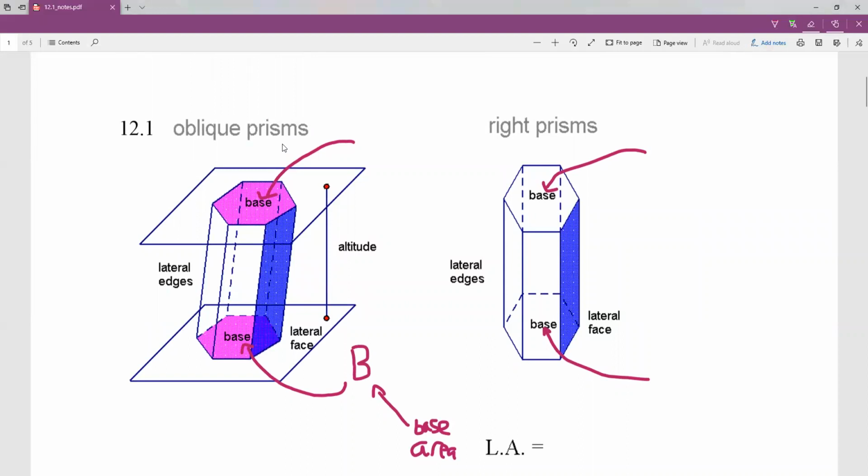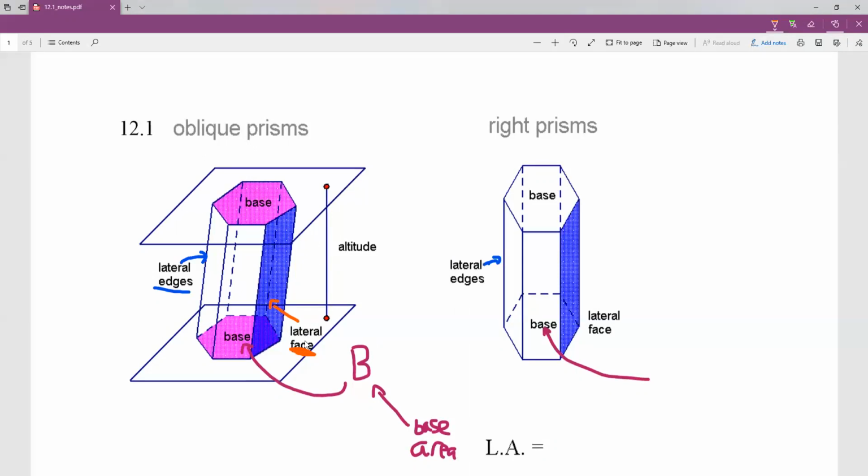Now, next we have lateral edges. The lateral edges are a little bit confusing here. The difference between a lateral edge and a lateral face might be a little confusing to get at first. So a lateral edge is kind of like the corner of your prism. It's where the two sides of the prism meet together. And next we have the lateral face. The lateral face is the side of the figure. It's this big shaded area right here.